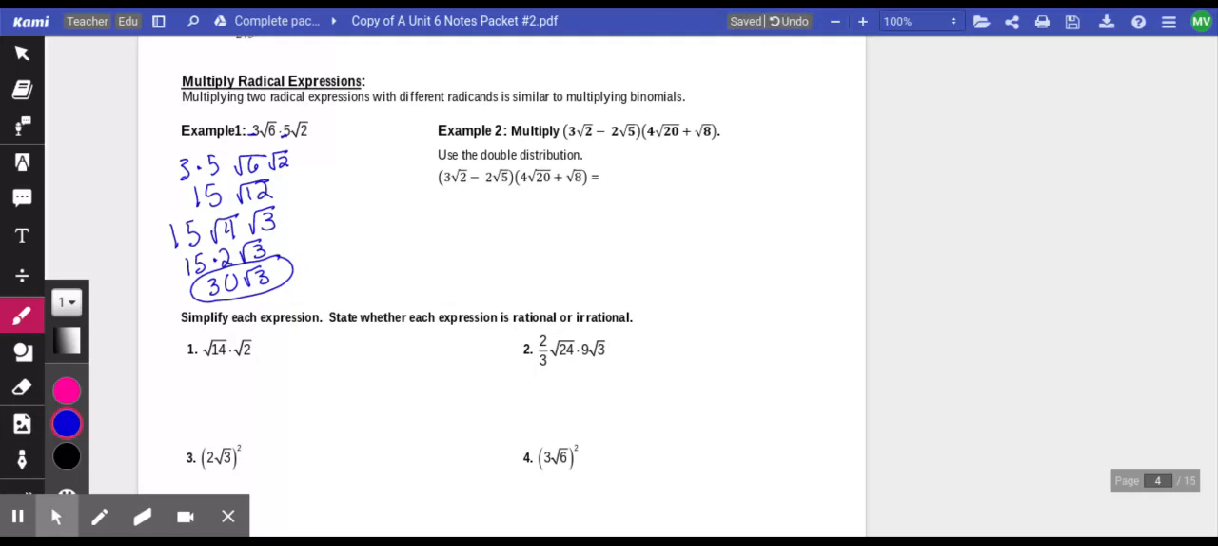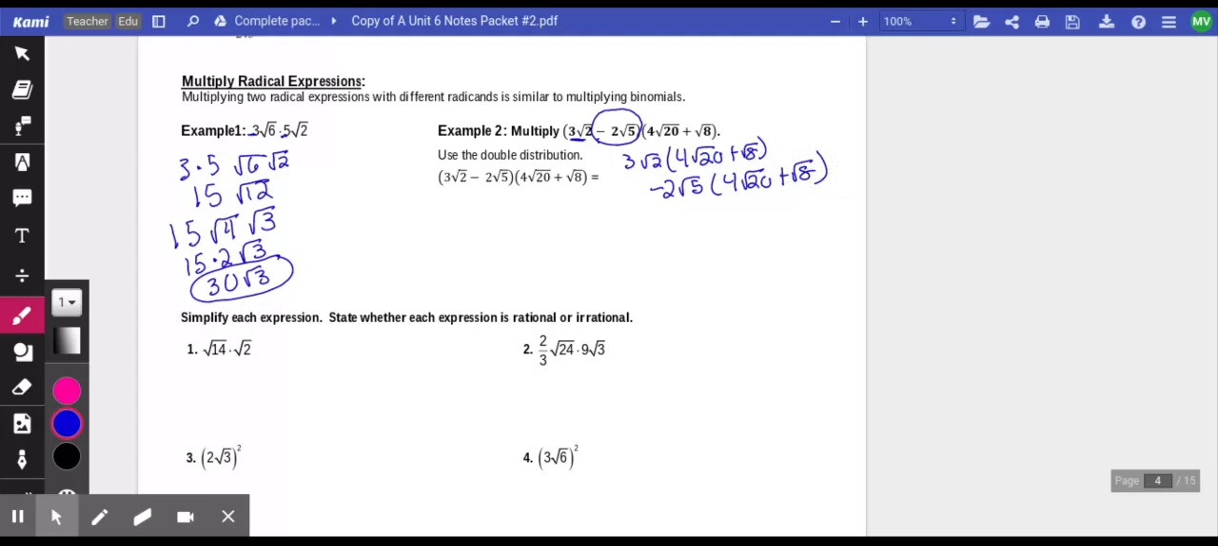So when I have things with plus or minus signs inside my parentheses, I have to do this idea called double distribute. What that means is I'm going to take my first term, 3 radical 2, and multiply it by the second parentheses using the distributive property. Then I take the second term, the negative 2 radical 5, and I multiply it by the second set of parentheses.